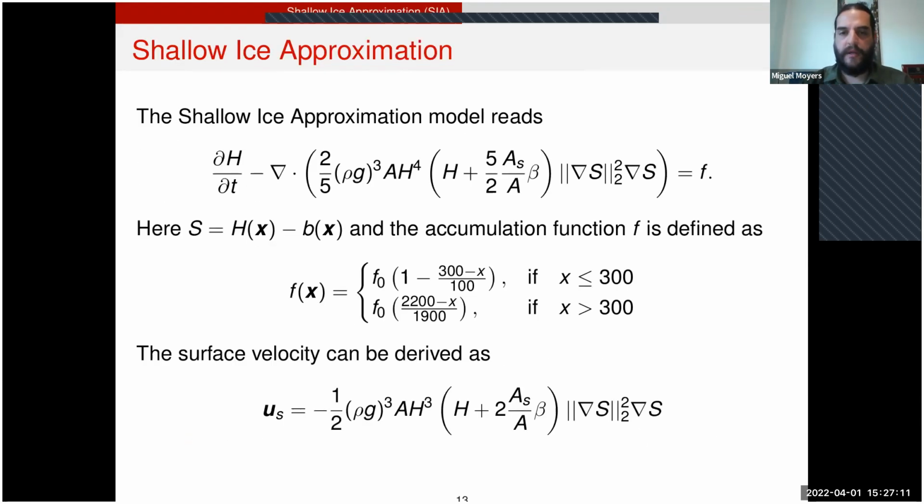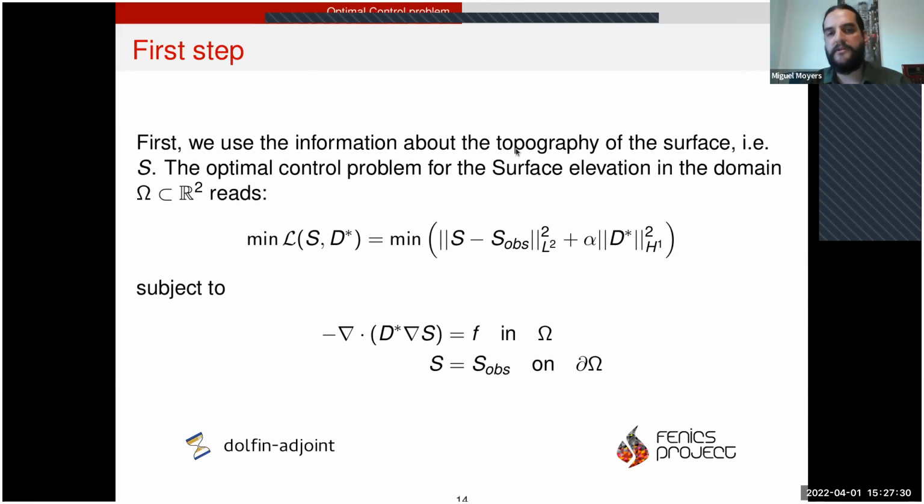Okay, so as I said, this is the forward problem. If you know B and you know beta, you can get H. Now the question is, if I know US and I know S, can I get H and beta from it? So the first step will be to use the information about the topography of the surface, S, and write this as an optimal control problem for the surface elevation in a domain omega in R2. R2 is the X and Y direction. And we minimize this functional, S minus the observational data or the synthetic data. And we have this kind of Tikhonov regularization for D star in H1. What's D star?